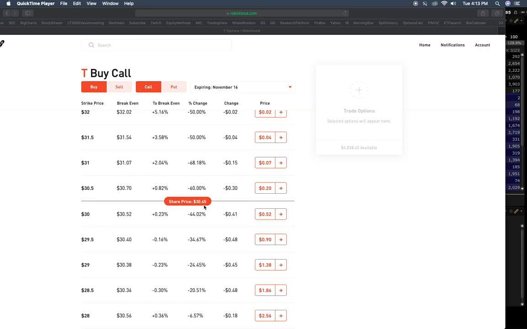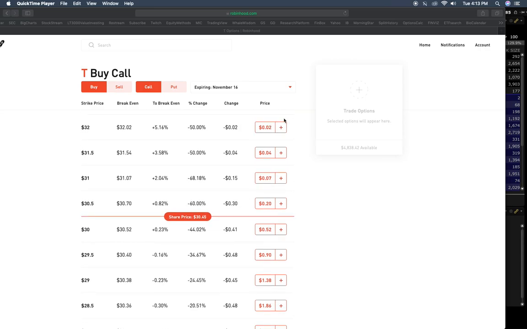Understand that these options have value right now because of volatility and time value. The more time you have, the more time value your options will have. Okay? The less time, as time goes on, your option value will diminish because that time is diminishing and you cannot stop time. Okay?